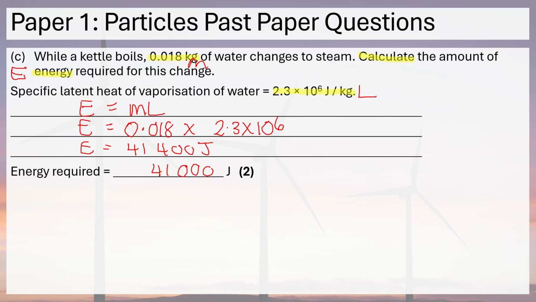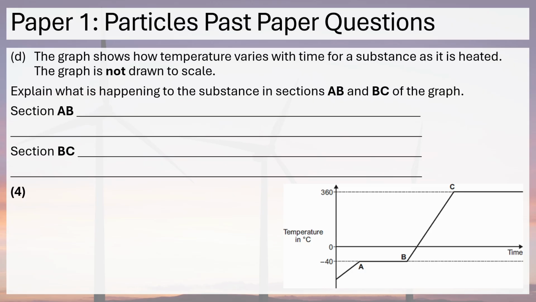Part D, we've got a graph here showing how temperature varies with time down on the bottom right there. It's not drawn to scale, it's just showing qualitatively what happens, and we're asked to explain. So explain what has happened to the substance in sections A, B and B, C. Now the important point to note here is that we've got 4 marks and we're asked about 2 sections. So we need to write 2 separate points for each section of the graph.